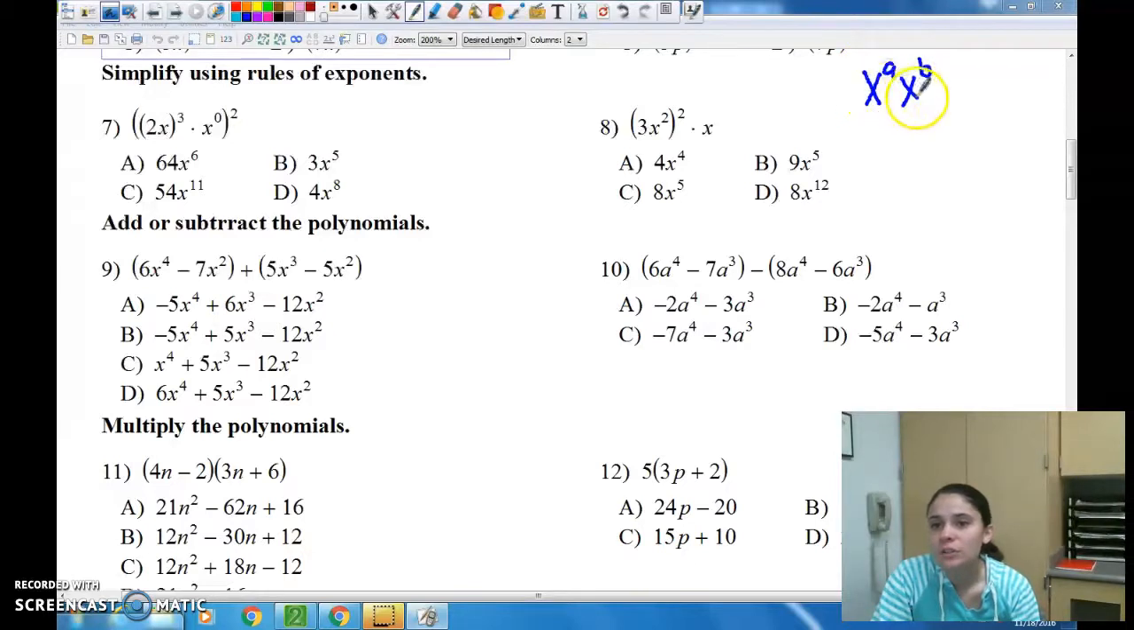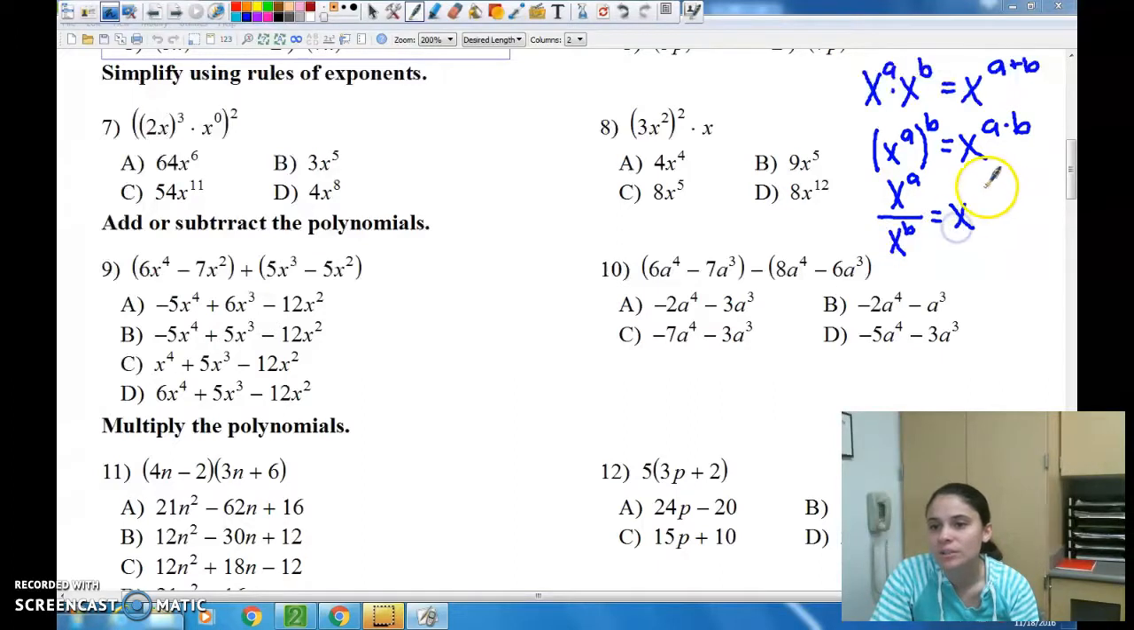So if I have two things with the same base and they're being multiplied together, in order to simplify this, I add the exponents. So I have x to the a plus b. However, if I have x to the a to the b, then this is equal to x to the a times b. And then there's always the possibility of having a fraction, x to the a over x to the b, and in this case I subtract the exponents. So I have x to the a minus b.